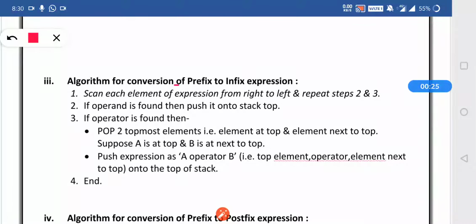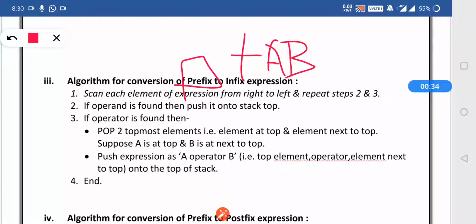Now, we know what we mean by prefix. Prefix is nothing but the operator is present before the operands. We know that A and B are operands, and addition, subtraction, multiplication, division are nothing but the operators.